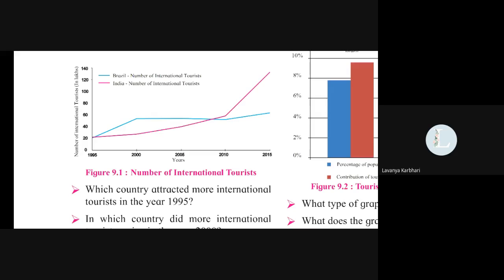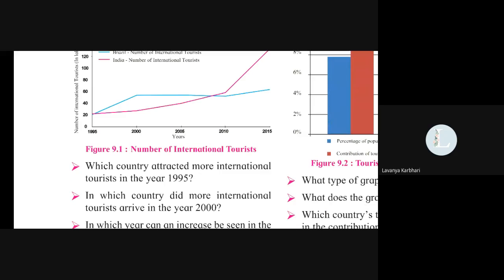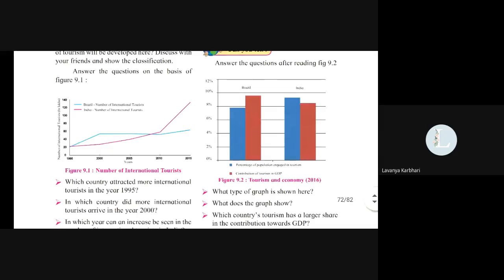Which country attracted more international tourists in the year 1995? Almost the same in 1995, but you can see from the graph that India has more people than Brazil in 1995.